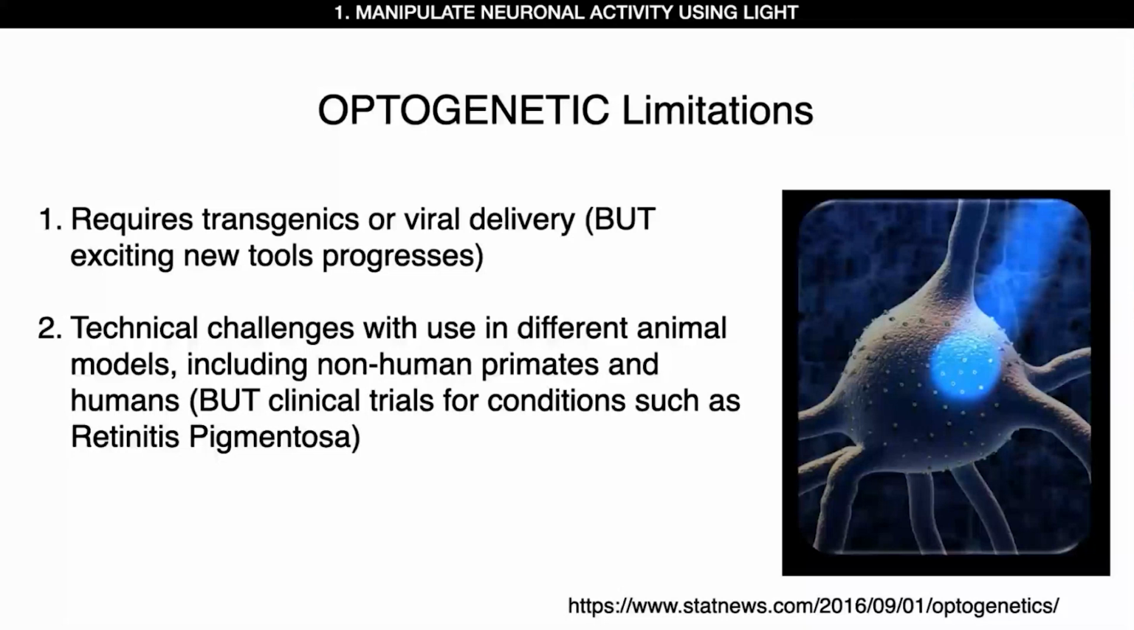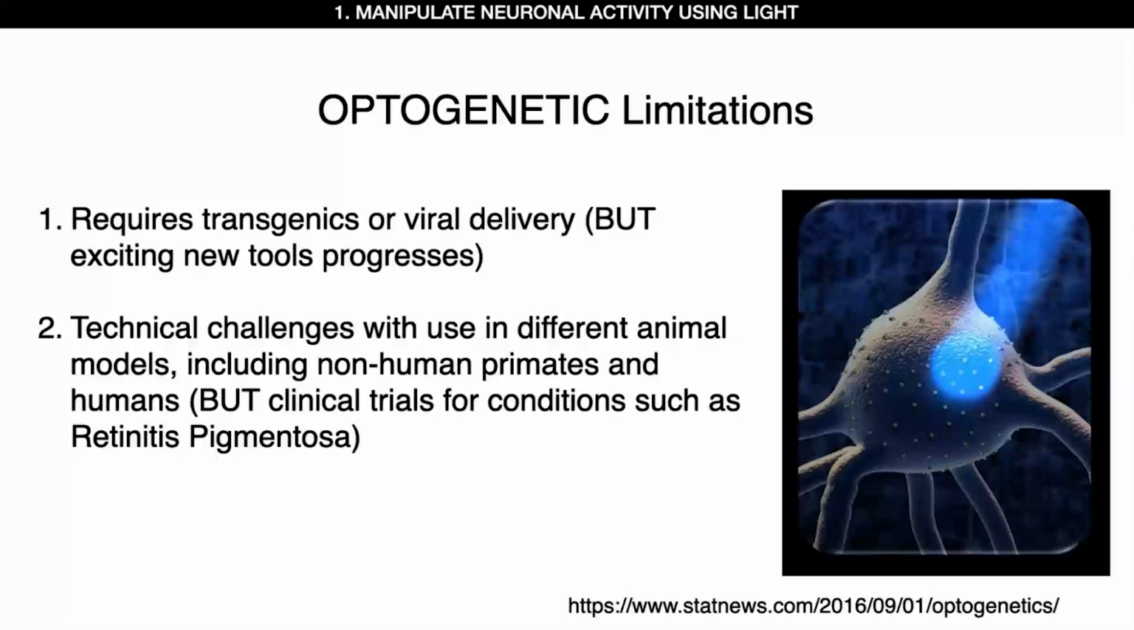You need to deliver a gene, a change in the gene expression within the cell of interest. But there are exciting new tools that are progressing. What is the main point about this limit is the type of challenge that you can find when you want to change from virally infecting an animal model like mice to some specific models like non-human primates or humans, for example.